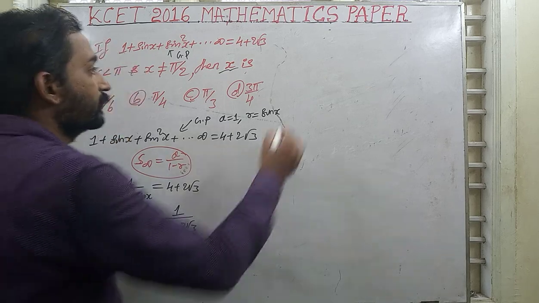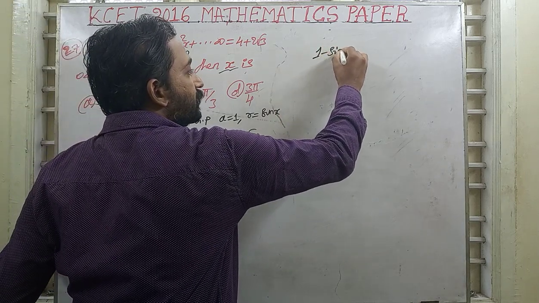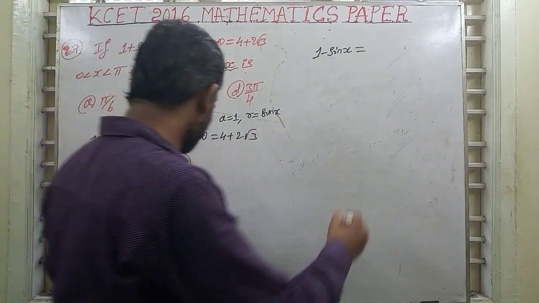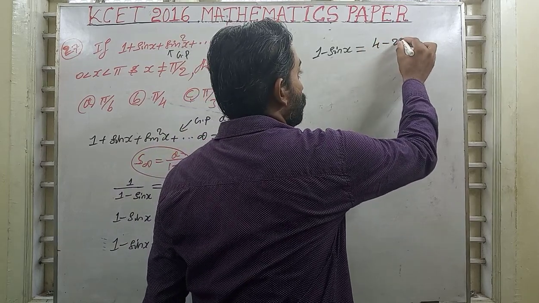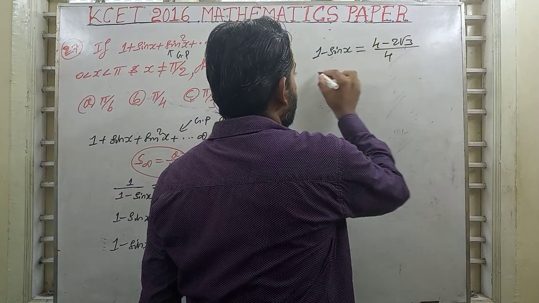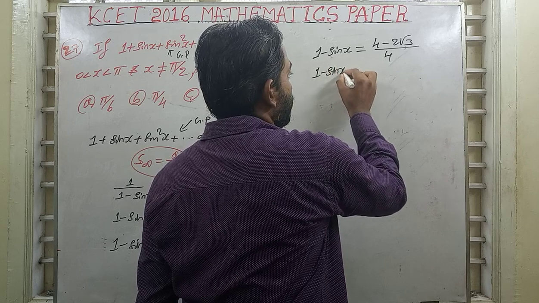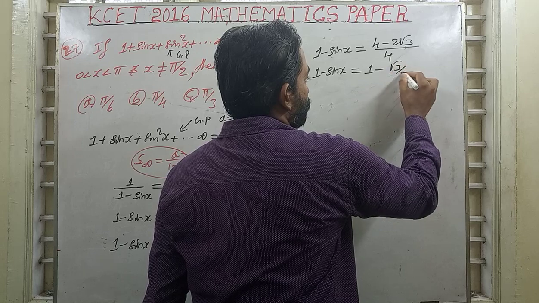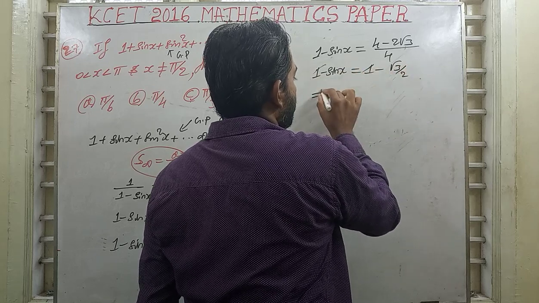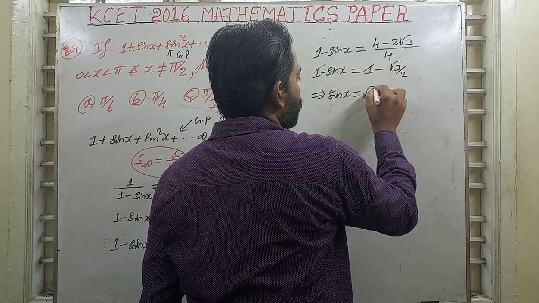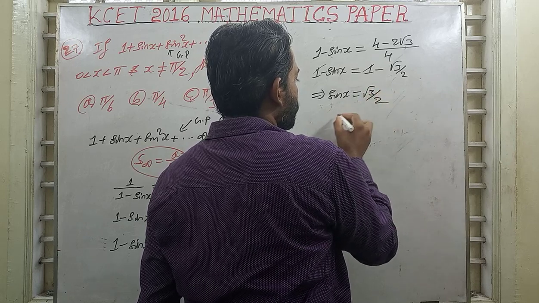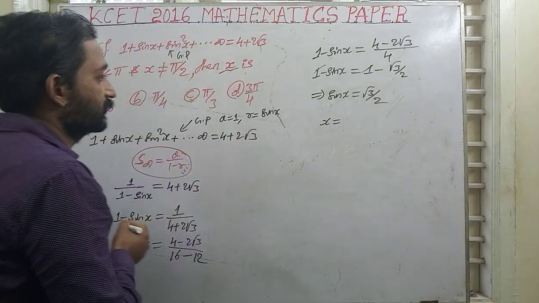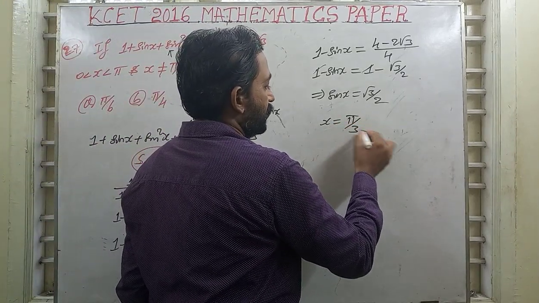So now it becomes 1 minus sin x is equal to (4 minus 2 root 3) divided by (16 minus 12), which is divided by 4. So it can be written as 1 minus sin x equals 4 by 4 minus root 3 by 2. So here 1 and minus cancel, remaining sin x is equal to root 3 by 2. When sin x is equal to root 3 by 2, x becomes 60 degree, nothing but here in this case pi by 3 in radian.